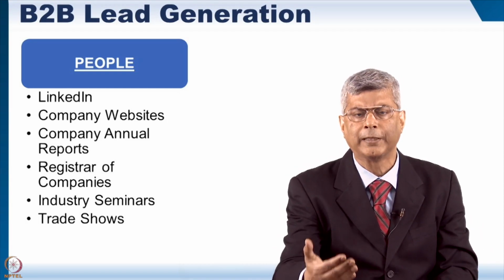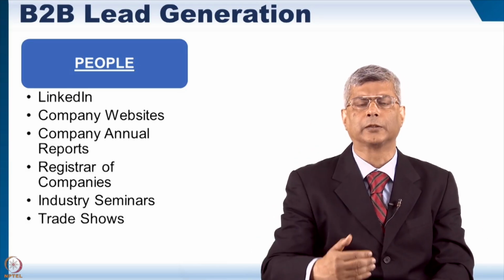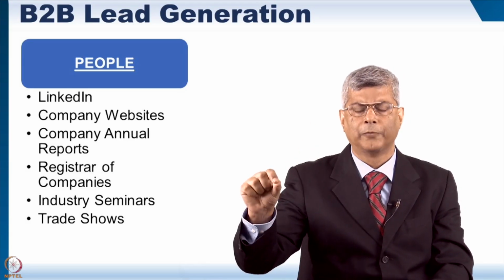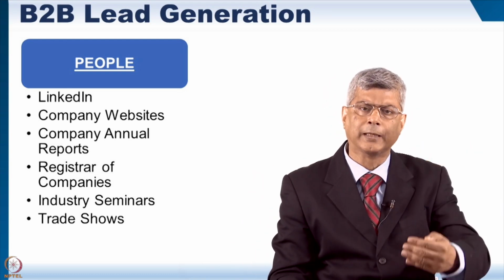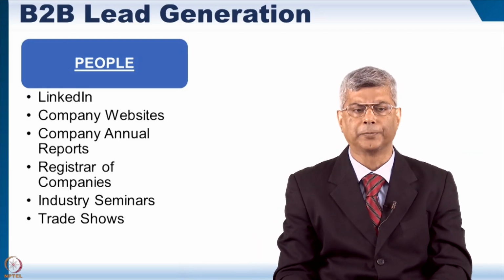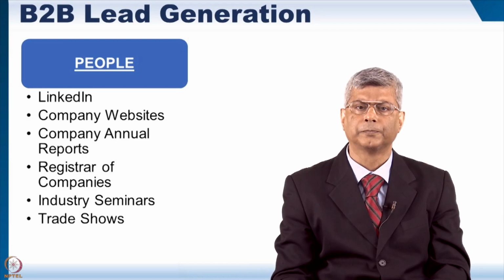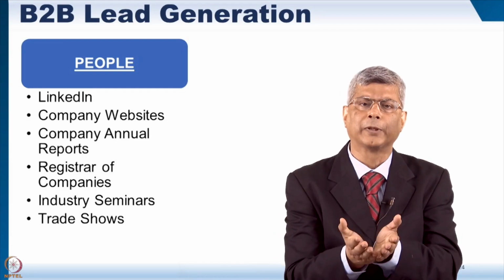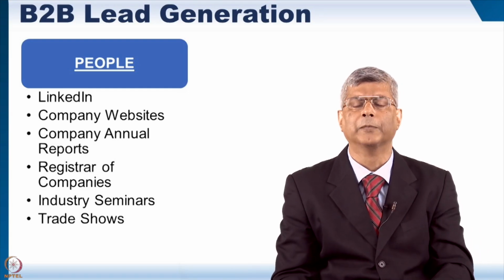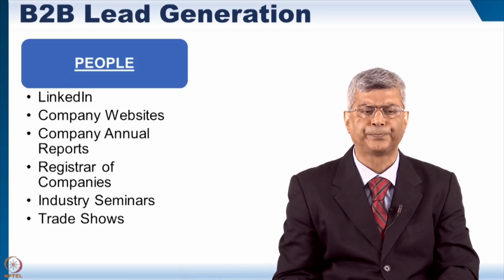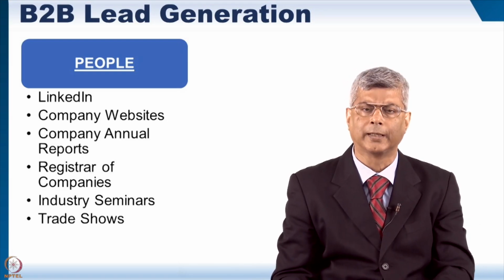How do you identify the people in the company? LinkedIn. Go to LinkedIn and do a search. Finance people in that company. Go to company websites. Company website will list the employees, especially the senior management. Go to the company annual reports. All companies publish one report every year, which lists many things, amongst them the names of their managers. You can go to register of companies and find who the directors are.